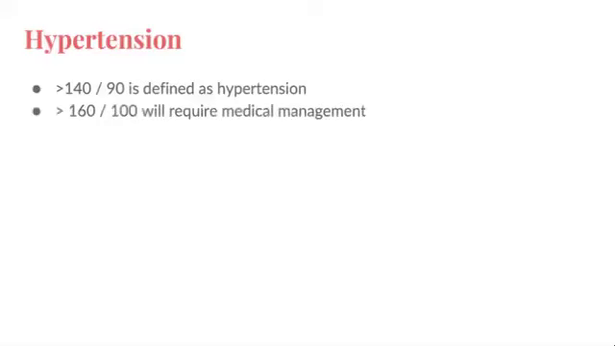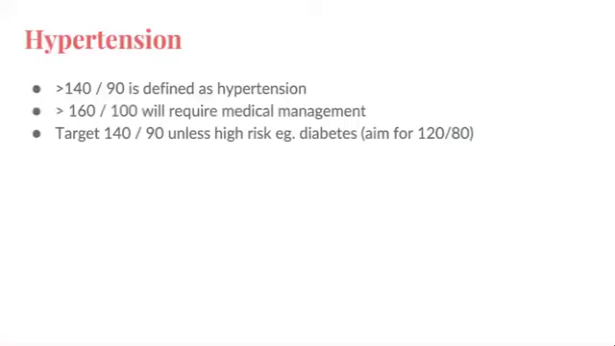So with hypertension, essentially high blood pressure. But what is a high blood pressure? We'd say that more than 140 by 90 is hypertension. You wouldn't start treating, however, until 160. So once you've got that reading of 160, you'll actually start medical management, and we'll go into what that is. You're going to target 140 by 90 unless they have high risk features, and by high risk, we just mean someone who would be high risk for cardiovascular disease. In that case, the Australian guidelines recommend aiming for 120 by 80.